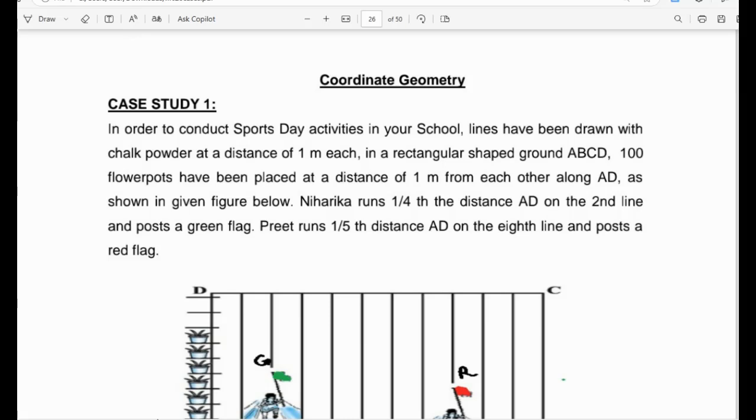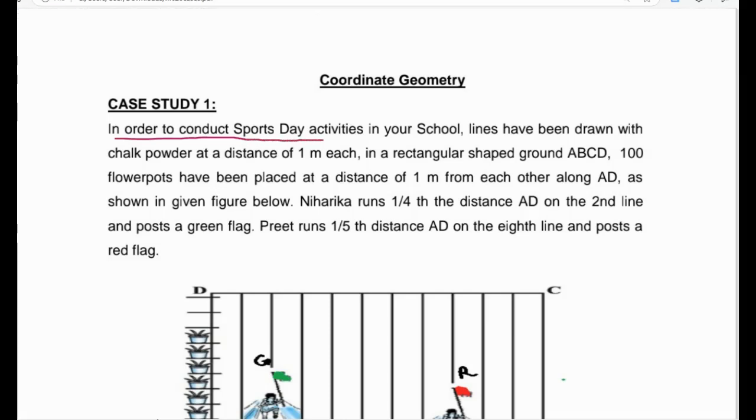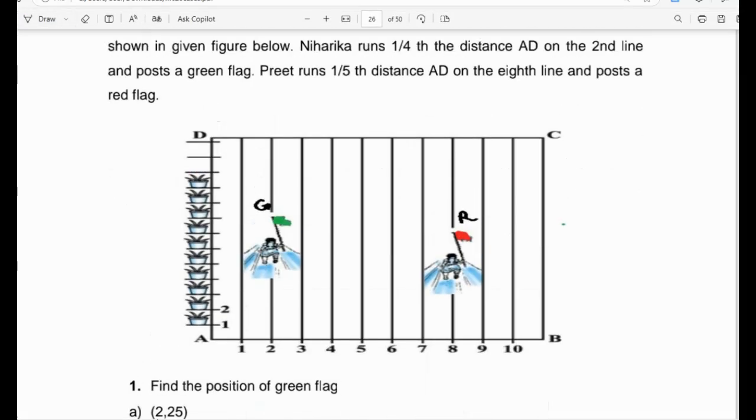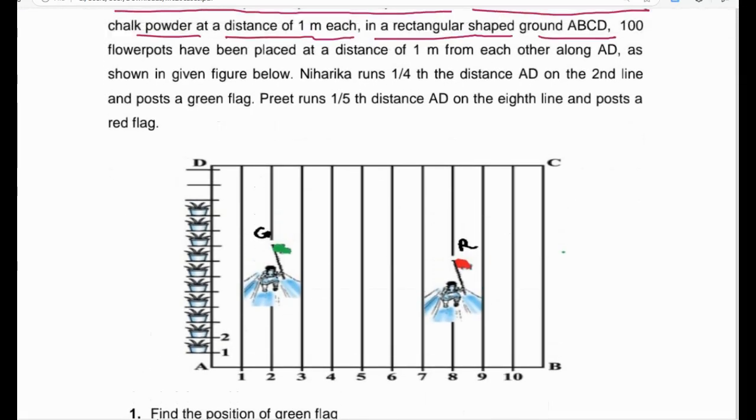We have coordinate geometry. Case study 1. In coordinate geometry, we are going to do some case studies. The first case study says, in order to conduct a sports day activity in your school, lines have been drawn with chalk powder at a distance of 1 meter each in a rectangular ground ABCD. So here it is a ground ABCD, and they have drawn a line of 1 meter each.